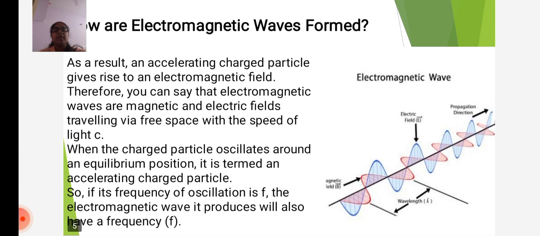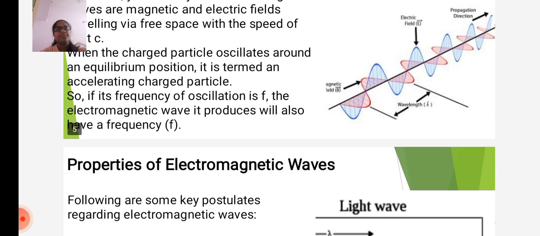As a result, an accelerating charged particle gives rise to an electric field. Therefore, you can see that electromagnetic waves are magnetic and electric fields traveling via free space with the speed of light c. When the charged particle oscillates around an equilibrium position, it is termed an accelerating charged particle. So, if its frequency of oscillation is f, the electromagnetic wave it produces will also have a frequency f.